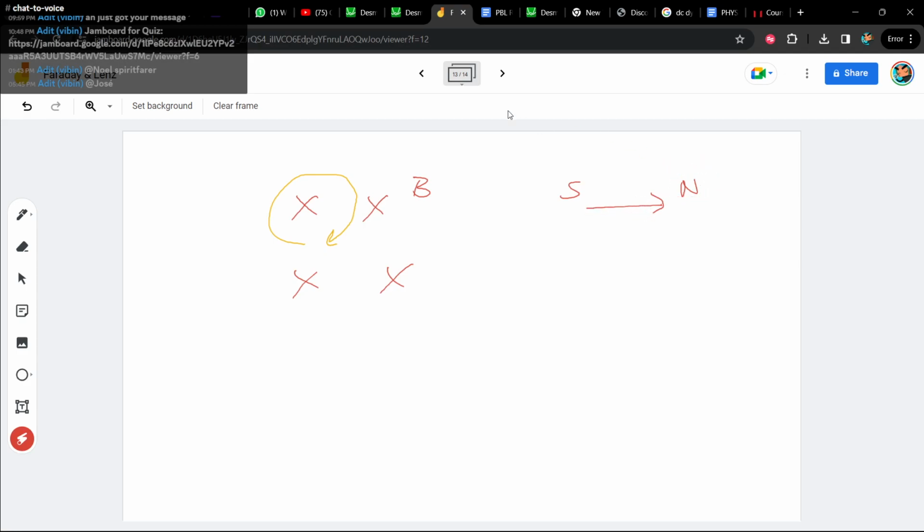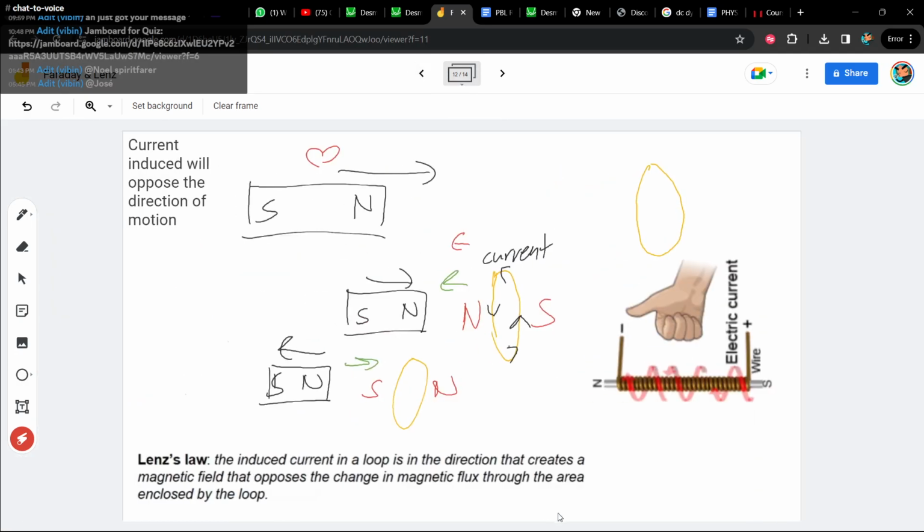Okay, I'll close the Lenz's law thing. Any other question about Lenz's law? No, I think I got it. Okay.